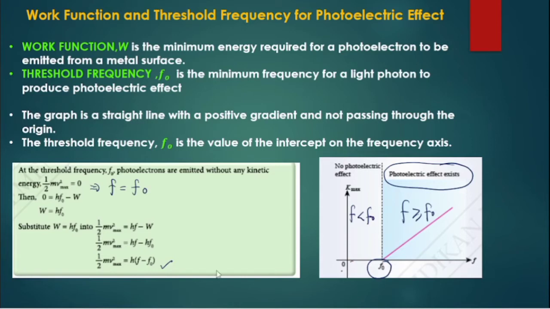Now let's look at the Einstein photoelectric equation again. At the threshold frequency f0, photoelectrons are emitted without any kinetic energy. Or we can say when f equals to f0, energy of photon is just enough for electron to be emitted and stay at the surface. There's no extra energy. That's the reason why kinetic energy maximum equals to 0.